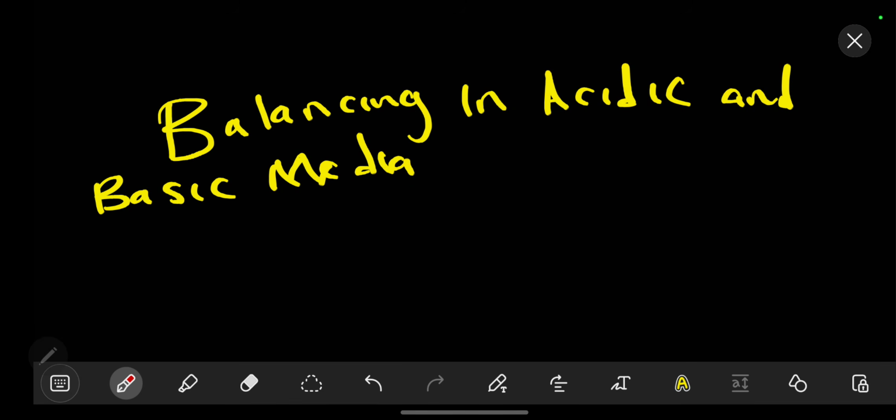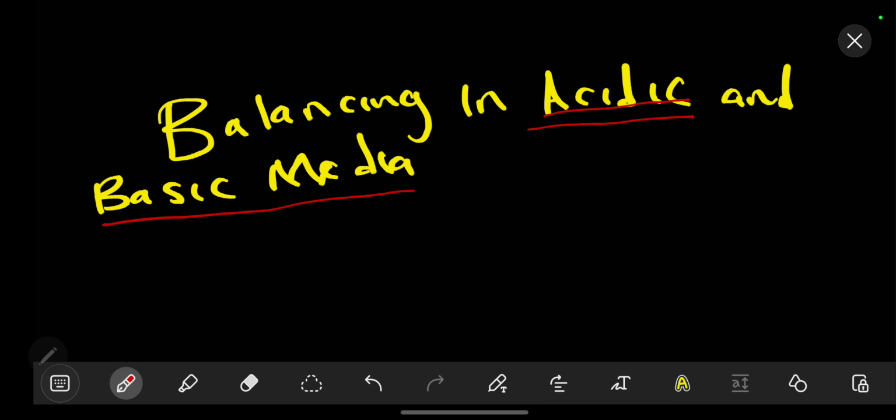So here today we are going to be balancing redox equations in acidic and basic media. After this lesson, we'll make sure that you will have no challenges under this topic. So now, how do you balance in acidic and basic media?